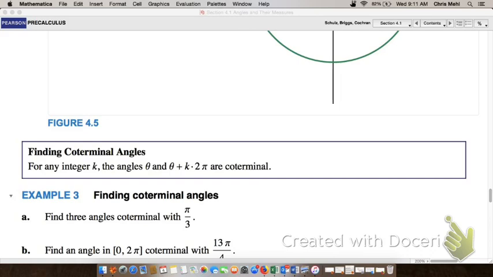There are a couple more things I need to wrap up in section 4.1. We need to talk about how to convert angles from radians to degrees and vice versa. And then I just want to do maybe an application problem or two, and that'll wrap up section 4.1.